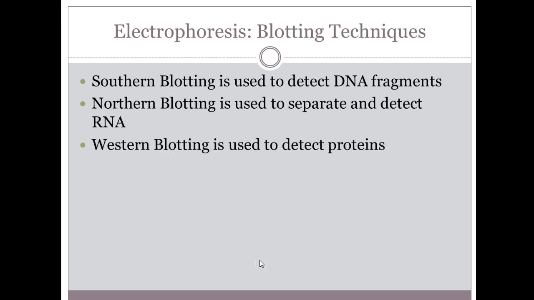Some other electrophoresis techniques we use are blotting techniques. We're able to look at that electrophoresis and detect to see if it's actually what we're looking for. For example, a Southern blot is used to detect DNA fragments. A Northern blot would be used for RNA, and a Western blot is used to detect proteins. Western blot is a very good one for HIV detection. So once electrophoresis is done, we think there's HIV there, we're actually able to do what's called a blotting test to make sure. Not going into a ton of detail on that.